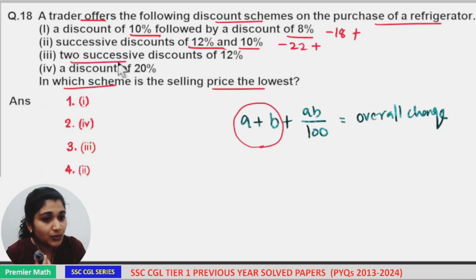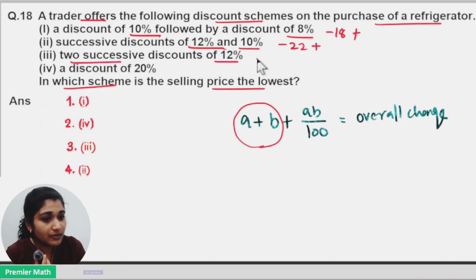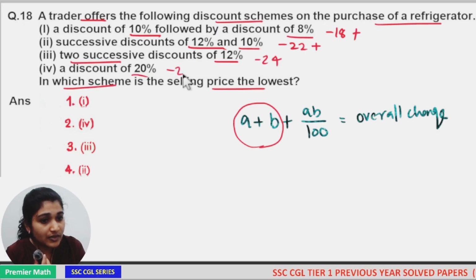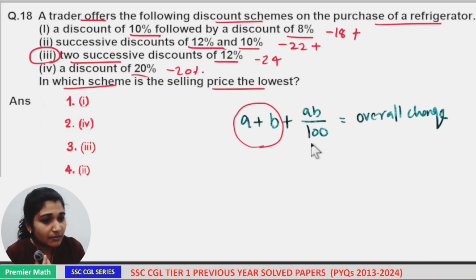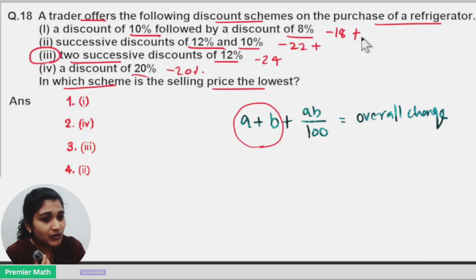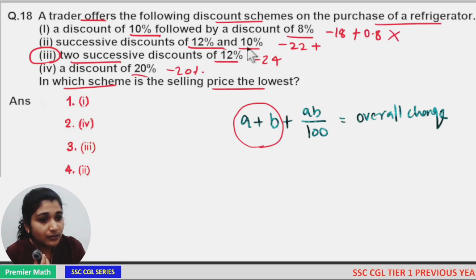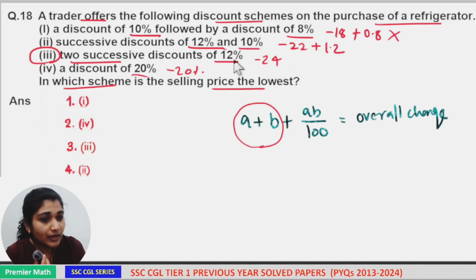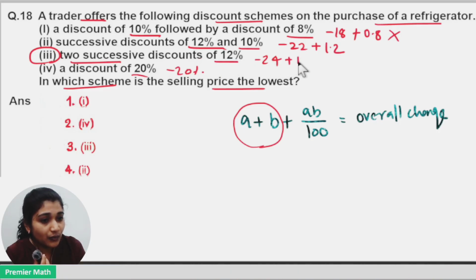And here 2 successive discounts of 12 percentage means 12 plus 12, 24 percentage, and here a discount of 20 percentage. So clearly option 3 can be our answer, but let's check with AB by 100, which is equal to 18 into 10, 80 by 100 is equal to 0.8, not our answer. And here 120 by 100 is 1.2, and here 144 by 100 is equal to 1.44, and here nothing. So clearly option 3 is our answer.